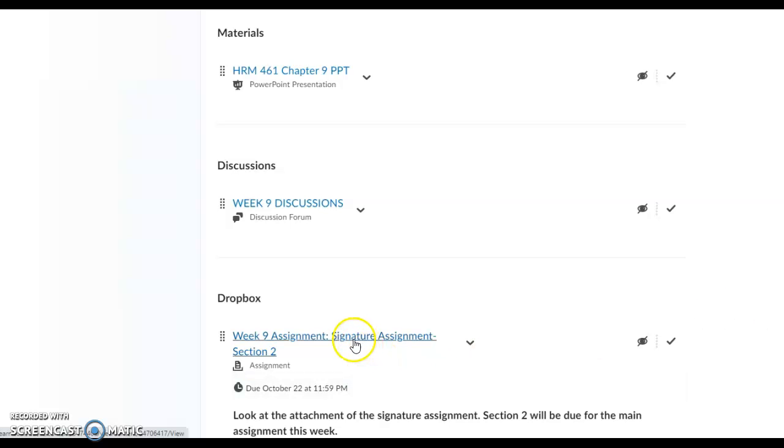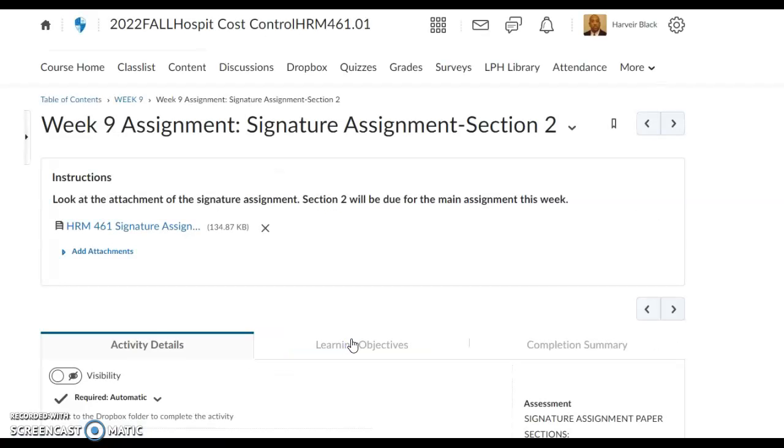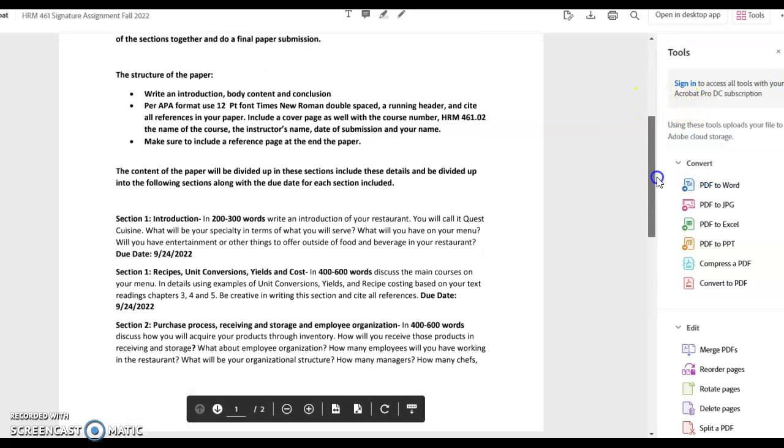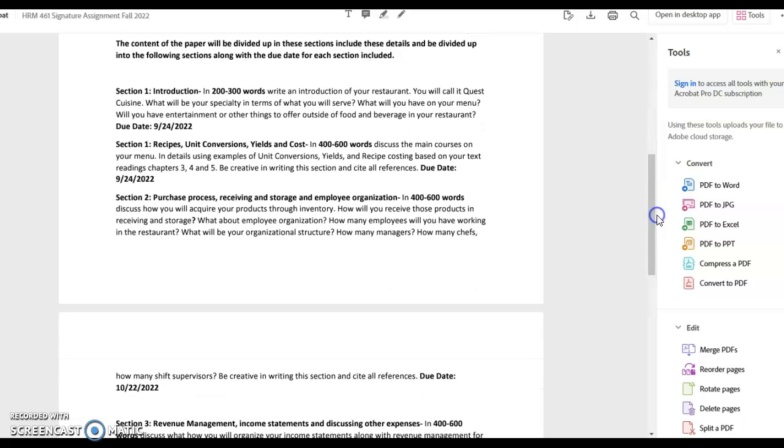So let's get into this material. The first thing I want to present to you is section 2, your assignment in terms of what's going to be due, your final paper. This is your signature assignment that you've been working on. You submitted section 1 a few weeks ago. Now you're going to submit section number 2. I've provided the attachment of the assignment itself. As you open this up, you're going to look into section 2. You're going to write on your purchase process as well as your receiving and storage and your employee organization.